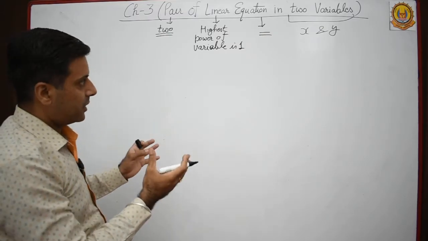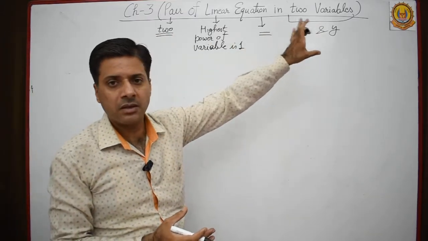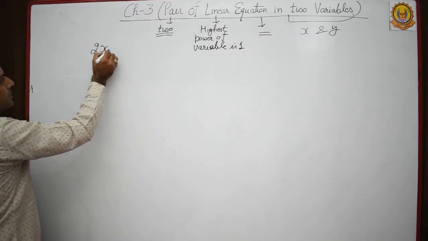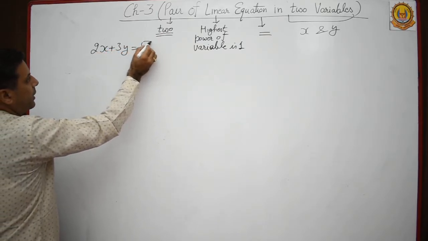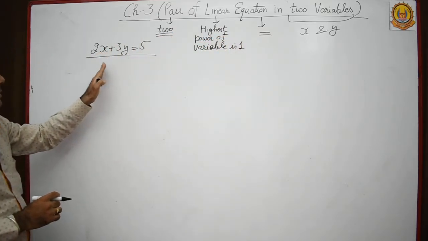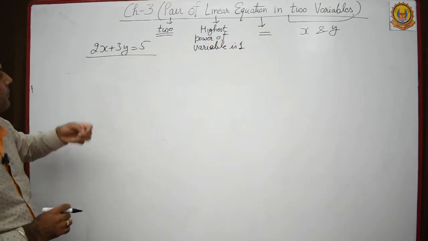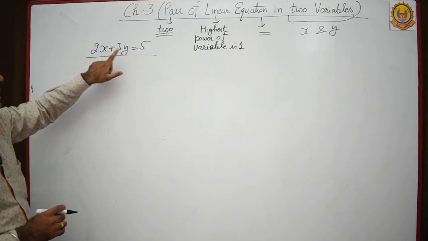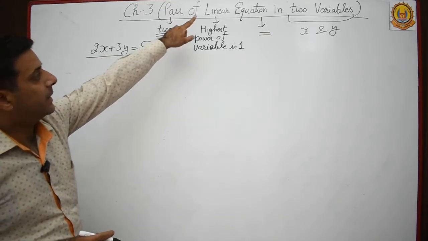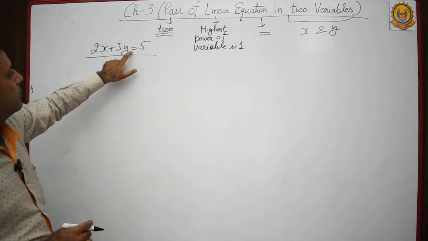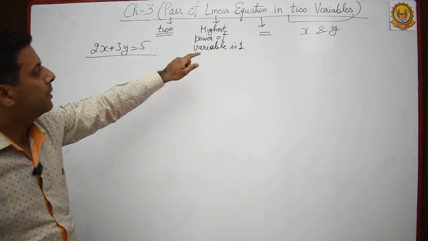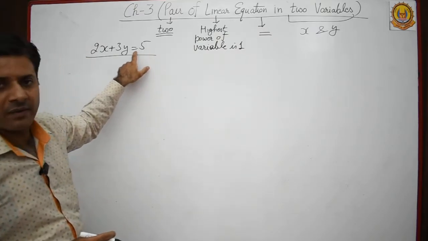So I will make an expression which will satisfy these conditions. I am taking the equation 2x plus 3y is equal to 5. Look here, verifying these conditions: two variables are there, x and y. After that, linear: the degree, the highest power of the variable, is equal to 1. This is also satisfied. Now equation: the sign of equality is there.